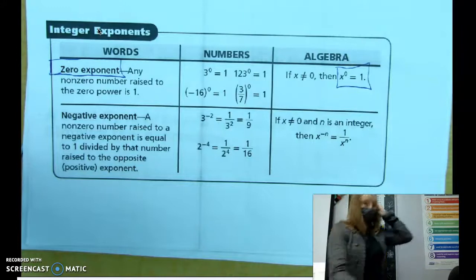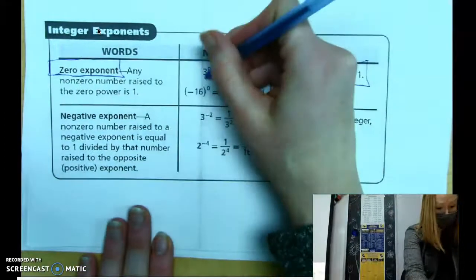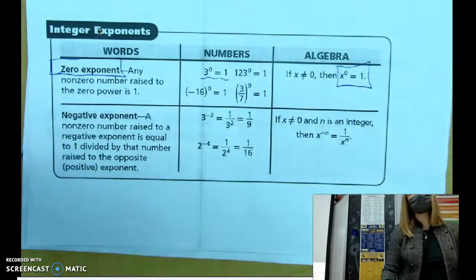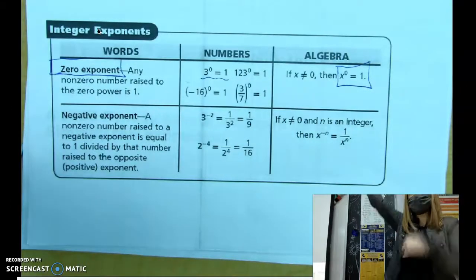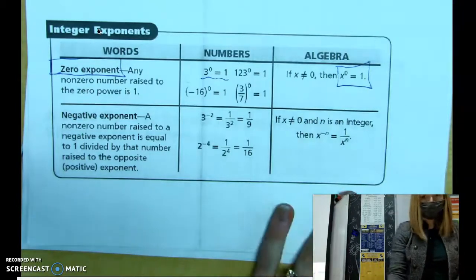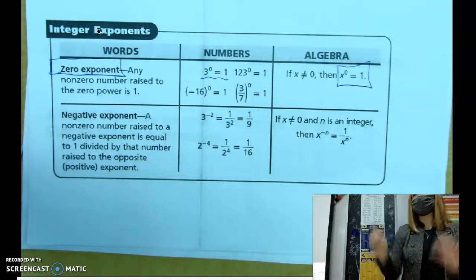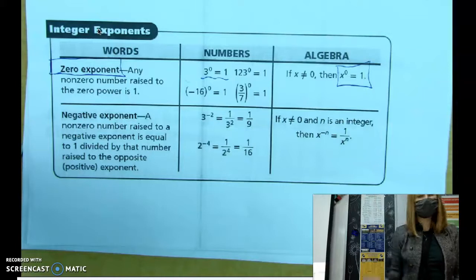I could have x to the 0th power. I could have 3 to the 0th power. So any base, if it's raised to the 0th power, no matter what, it's going to become 1. Which I think is pretty cool. Kind of makes your life easy, right? You see that 0 exponent, boom, I know my answer.